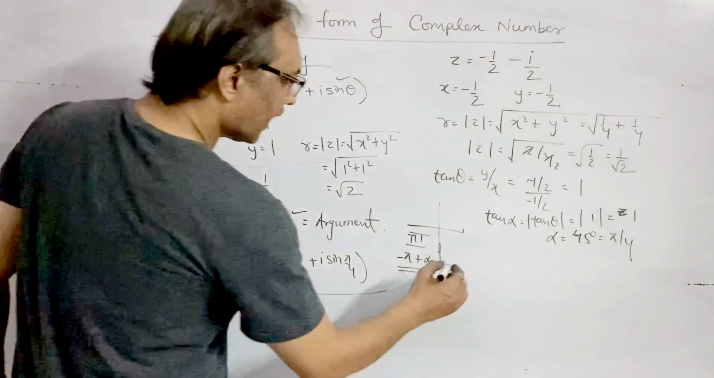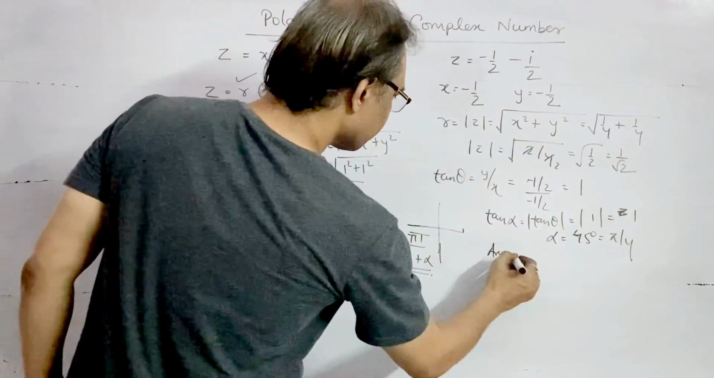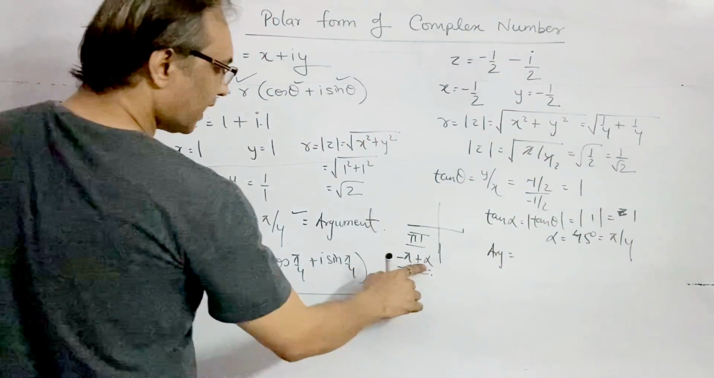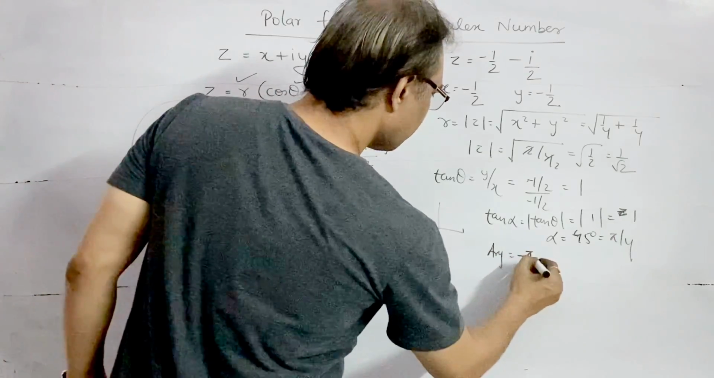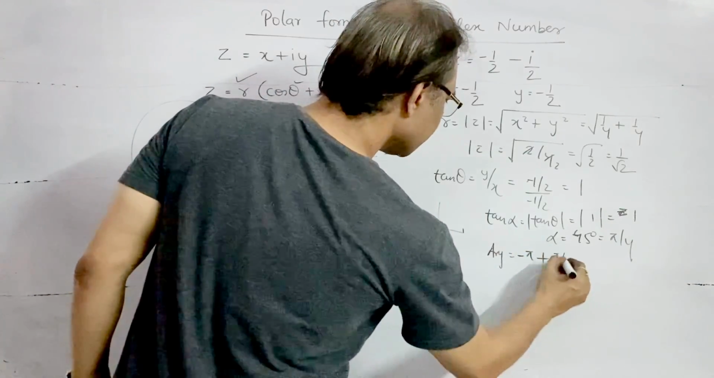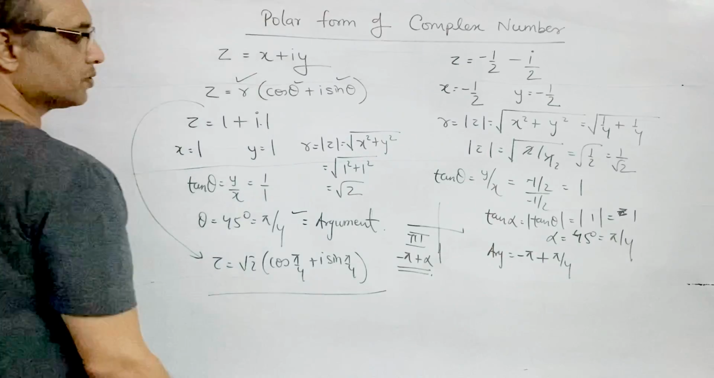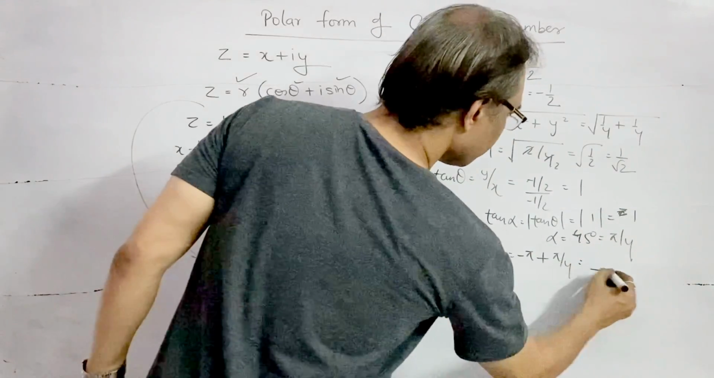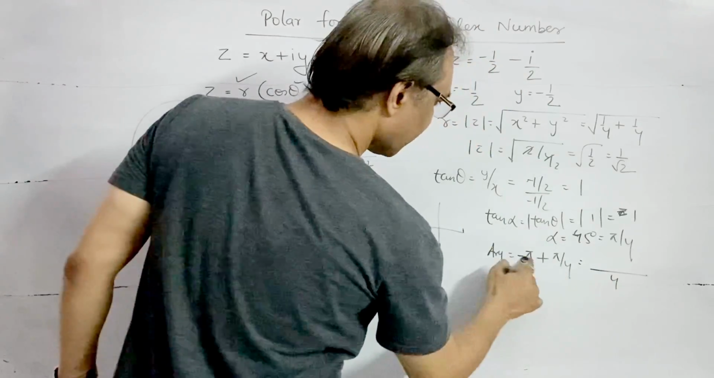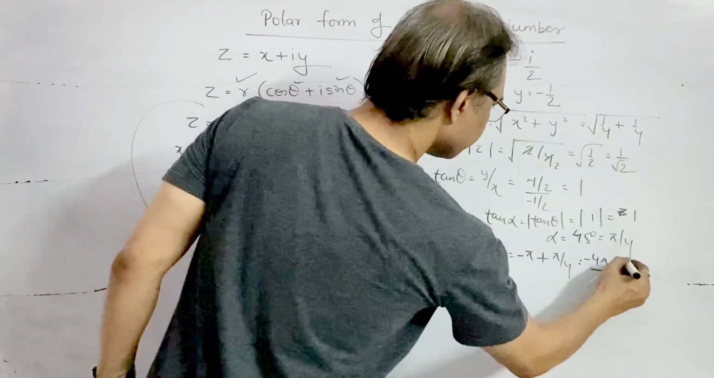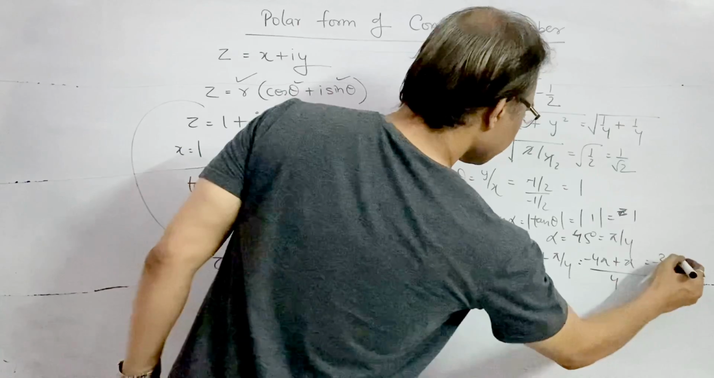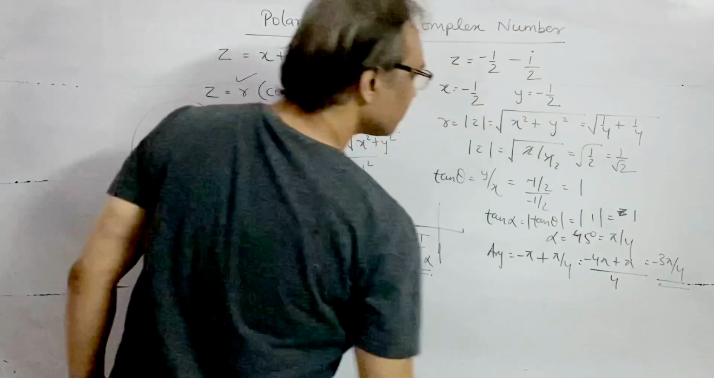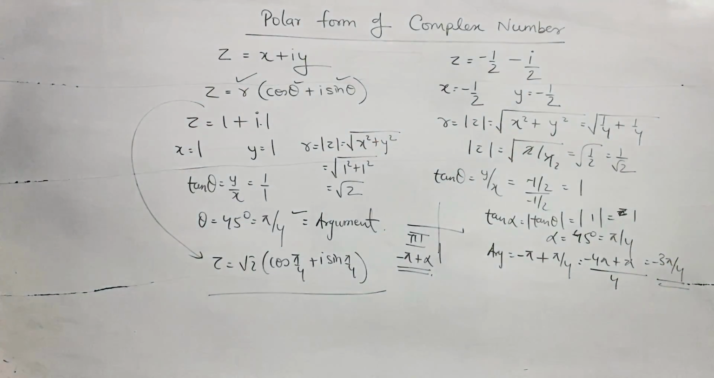Now argument in case of third quadrant is minus pi plus alpha. So minus pi plus alpha, we know alpha is pi by 4. So minus pi plus pi by 4. If we take 4 as LCM, this becomes minus 4 pi plus pi, that is minus 3 pi by 4. So the value of argument I've got is minus 3 pi by 4.